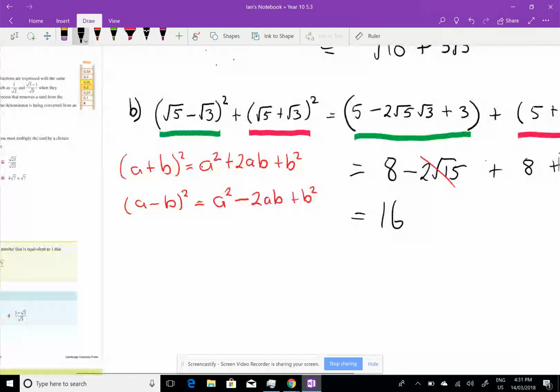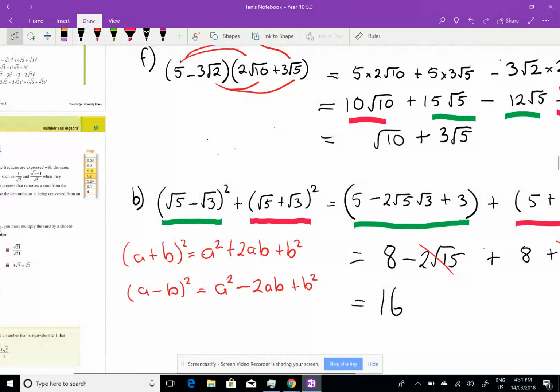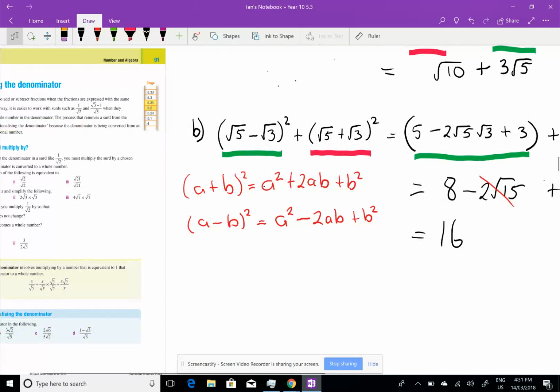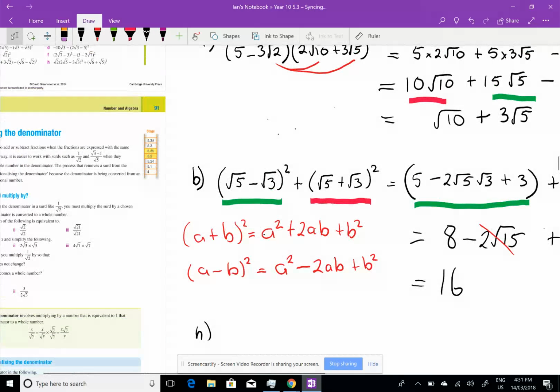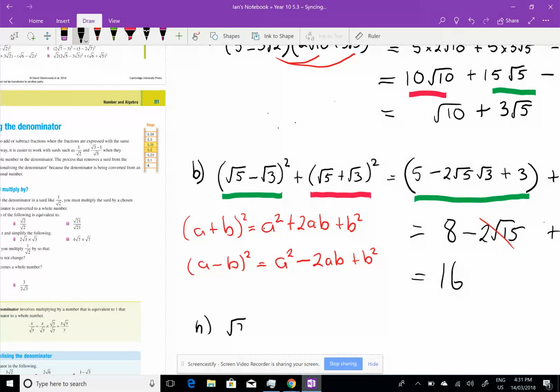Now, let's have a go at 2h. Now 2h has a nasty root 2 out the front, and we've got 2 root 5 minus 3 root 3 squared plus root 6 plus root 5 squared.